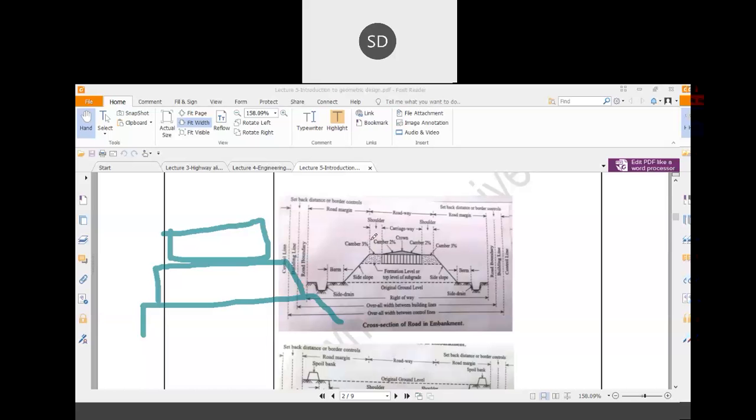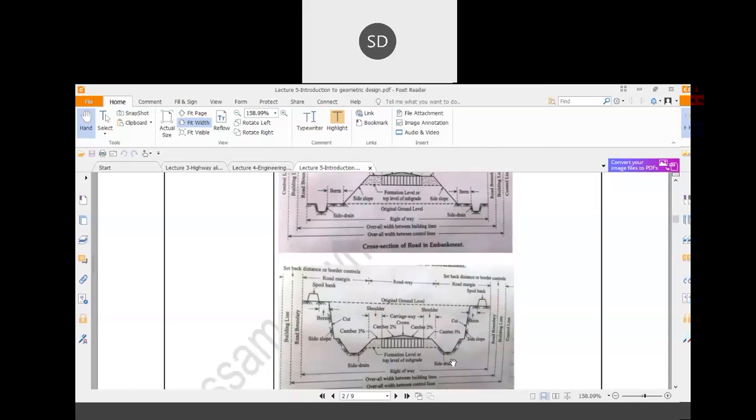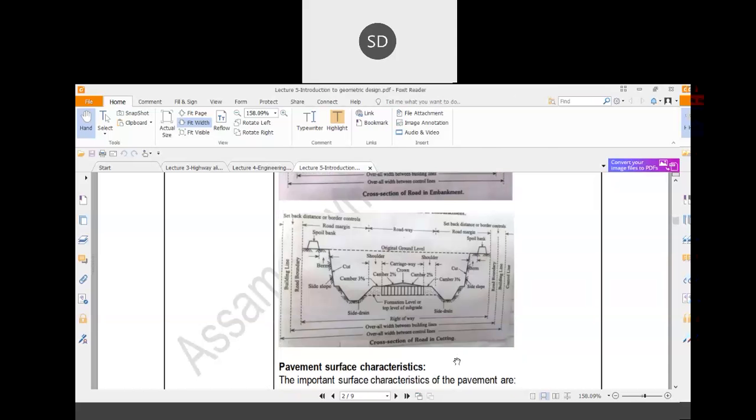But sometimes, suppose a hilly area is there, you have to cut that particular portion, then level it, and construct your road over the cutting portion. That is called cross section in cutting area. So one is embankment, one is cutting. Embankment is whenever you are providing an artificial soil portion to raise the elevation of the road. And whenever you are building a road by cutting a particular portion of a hill area, that is called the cross section of a road in cutting.